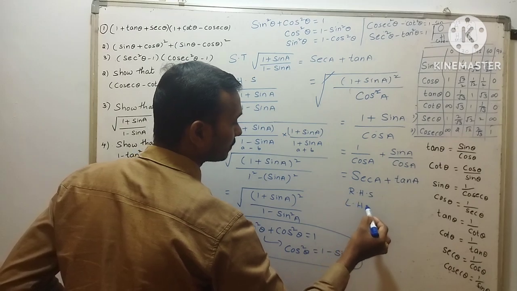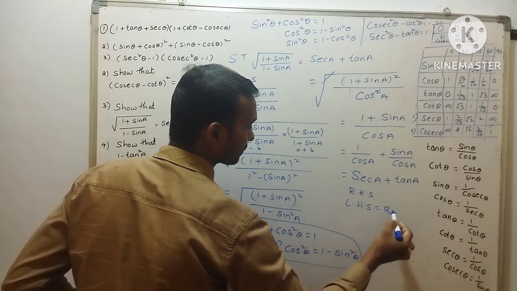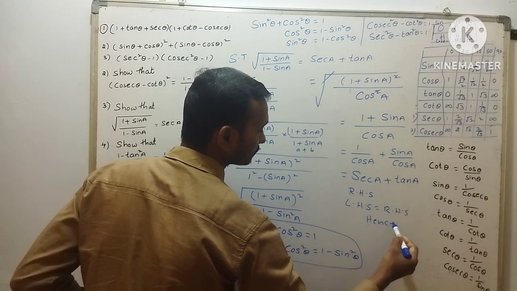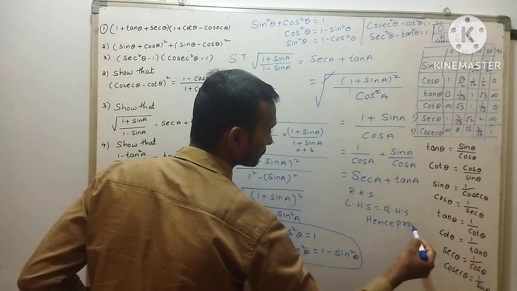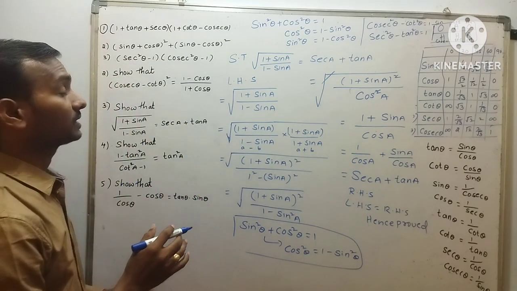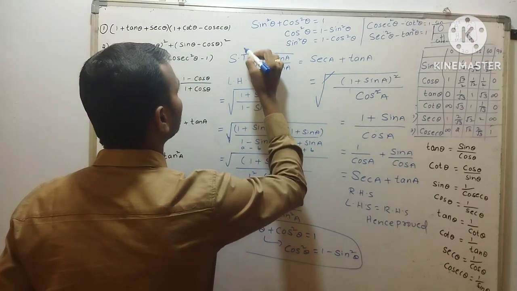LHS is equal to RHS. Hence proved. So this is the way we have to solve this question. Just check, this is an important question for 4 marks.